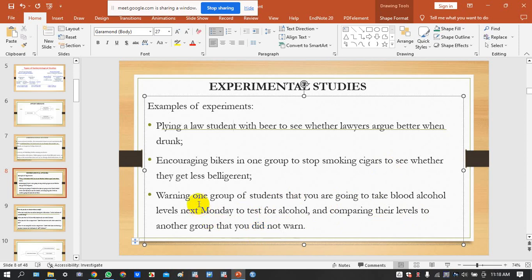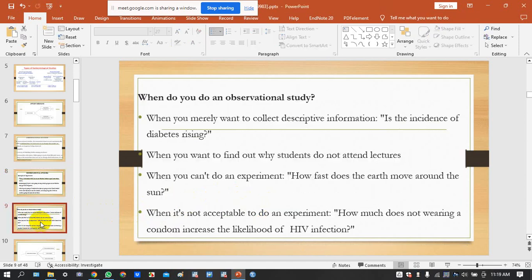If you warn them they are going to take blood alcohol levels, none of the students will drink. But if you don't warn them, then you will find out those who drank and those who did not drink, and you can justify your findings. But if you tell them, all of them will not drink, and they will come. So warning the students becomes an experimental study. But if you don't warn them, it becomes observational.